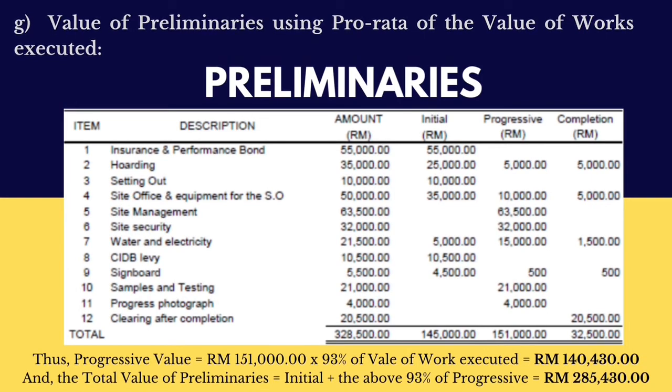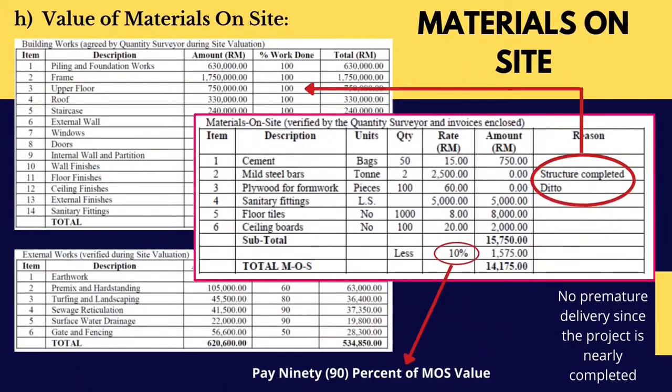285,430 ringgit Malaysia. Here are the examples for calculation of material on site. Items number 2 and number 3, mild steel bars and formwork, are not included in the total amount as the percentage of work done for frame and upper floor is 100% complete. So, it will be assumed that the material is no longer used. For other items, we must calculate to obtain the amount, quantity times rate. For example, 50 bags of cement times 15 ringgit Malaysia equals 750 ringgit Malaysia.